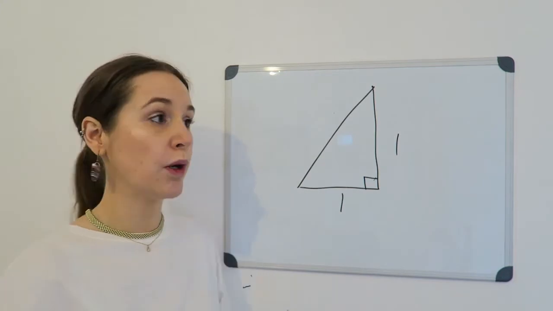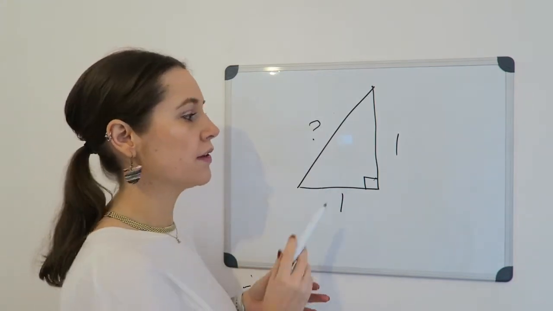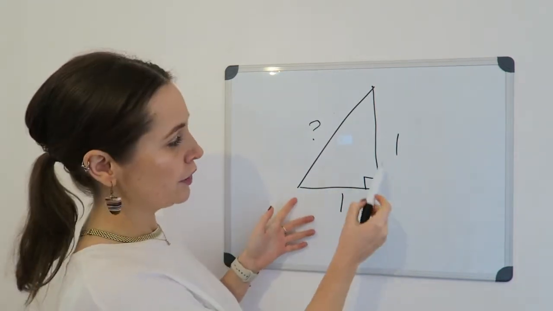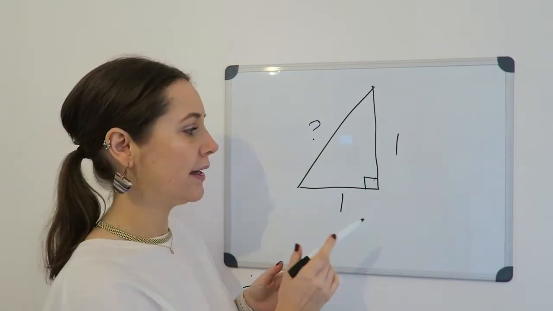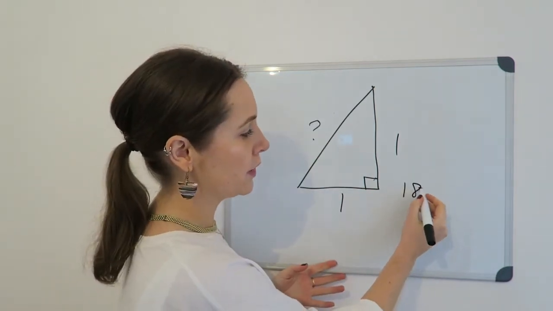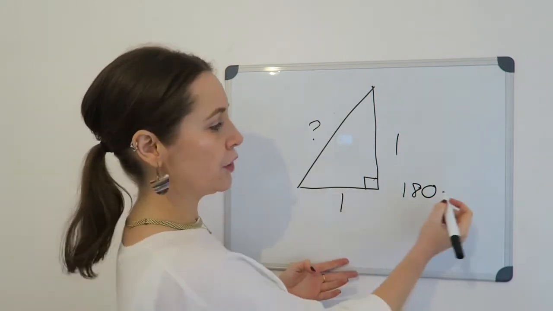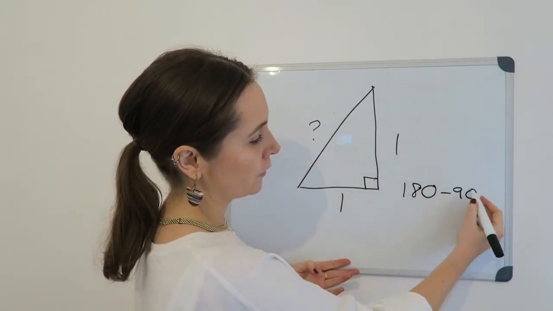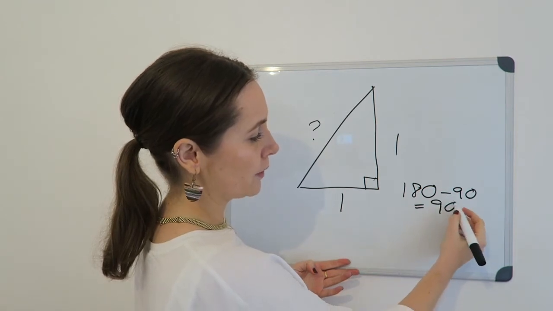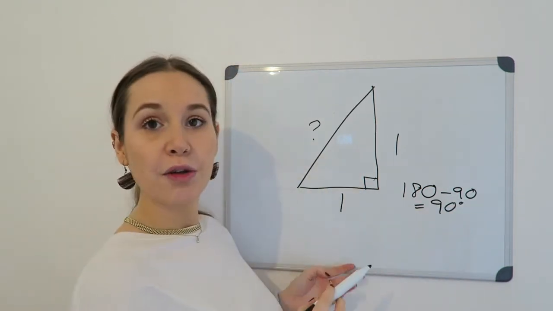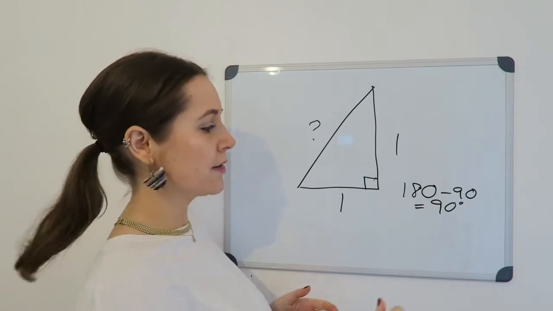Two side lengths of 1. We don't know what this side is currently. We know this has got a right angle here. And again, 180 degrees for all three of the angles. We know this is 90 degrees, so we're left over with 90 degrees here. So we know these two angles add up to 90 degrees.